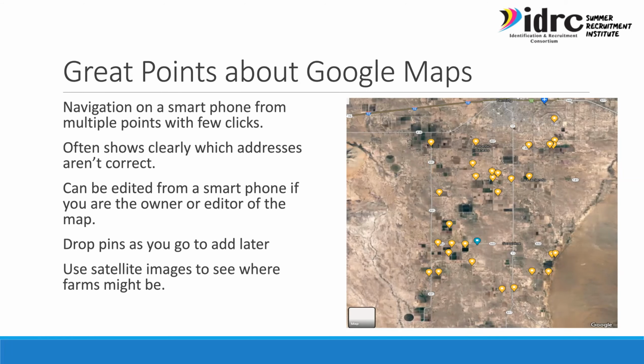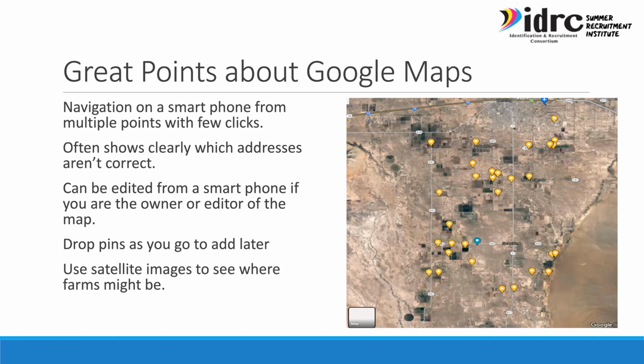It often will really show you clearly what addresses are not correct. It'll give you an error message and say, hey, these 16 are not right, and so you can go in and fix that. They can be edited from a smartphone if you're the owner or the editor of the map, so you can make changes there. You can drop pins on your account. Basically, it may not fall exactly on that map unless you add it on.